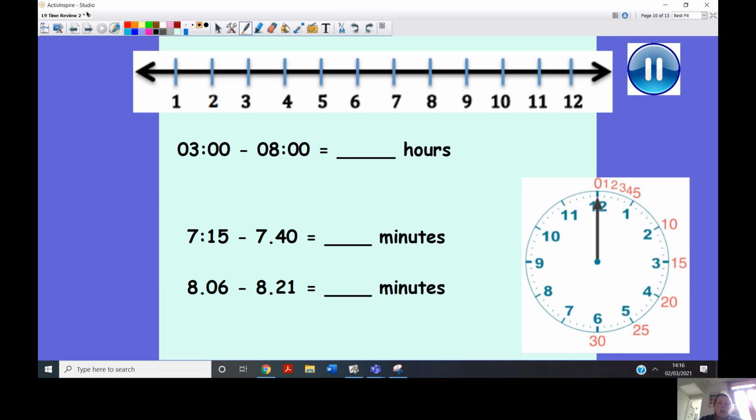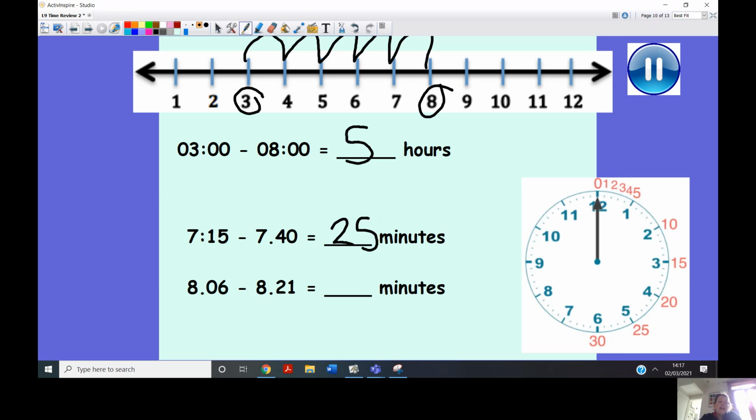So press pause. Okay. 3 o'clock to 8 o'clock is how many hours? I've got 3 here. I've got 8 here. 1, 2, 3, 4, 5. It's 5 hours. I also know that 3 add 5 is equal to 8. 7:15 to 7:40 is how many minutes? Well, I can count on from 15 up to 40: 20, 25, 30, 35, 40. It is 25 minutes.